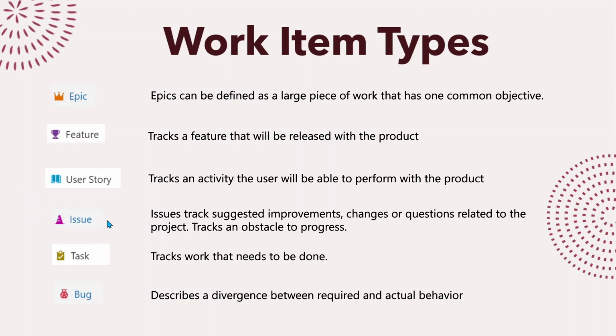Next we have something called Issue. Issue tracks suggested improvements, changes, or questions related to projects. It tracks an obstacle to progress. If you have any hiccups in progressing with your product, then you can create an issue which will track all the obstacles, and it will also track improvements, changes and any other questions related to your product. That's what an issue is all about.